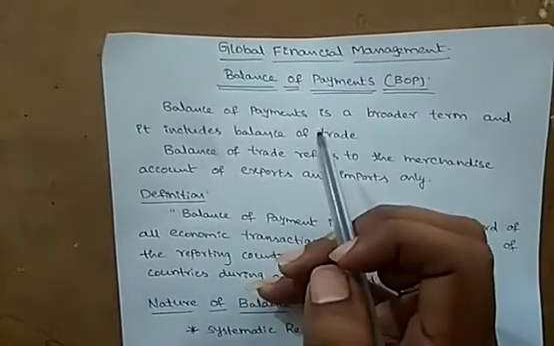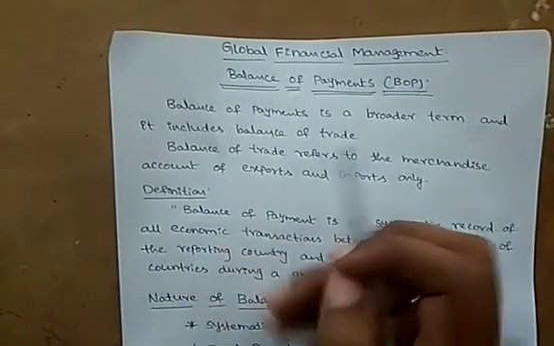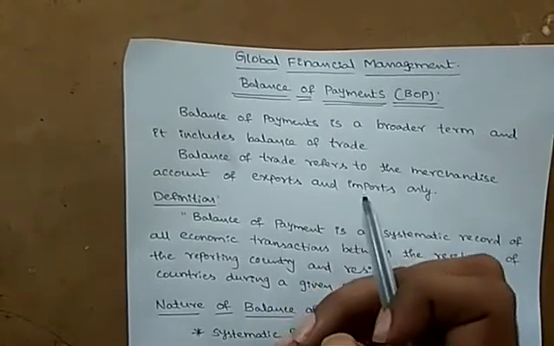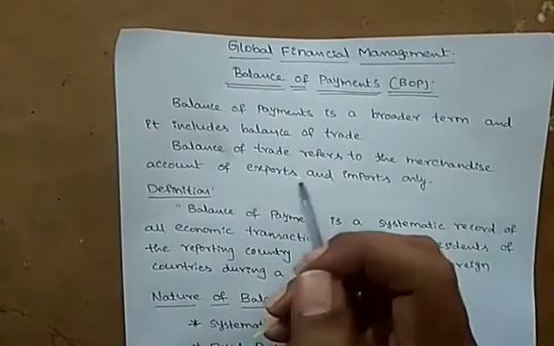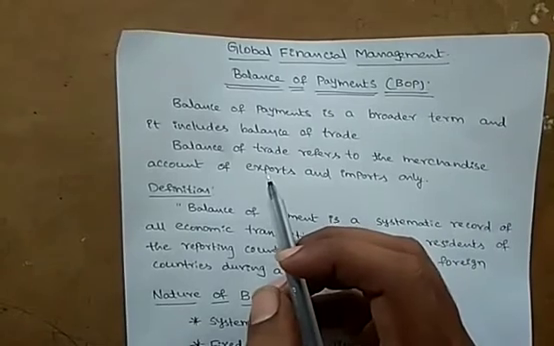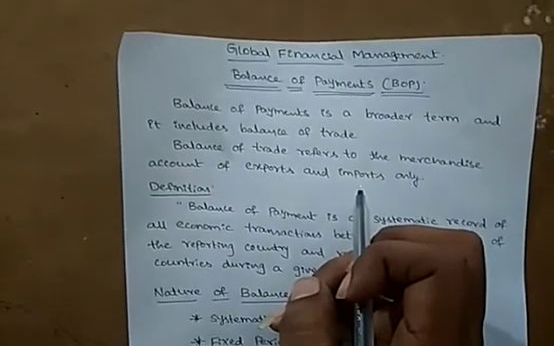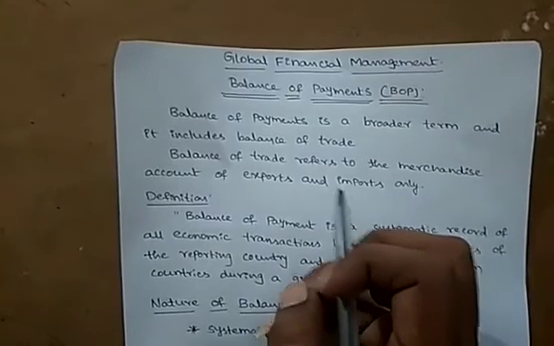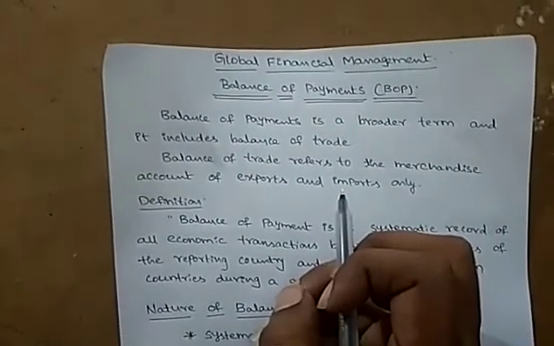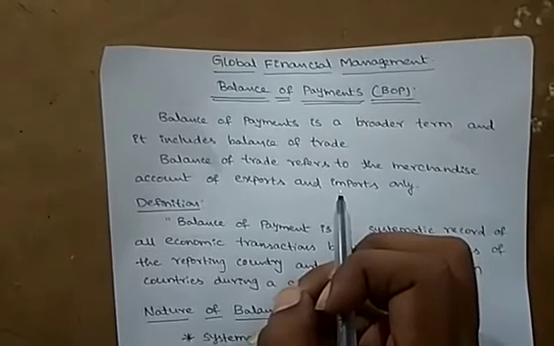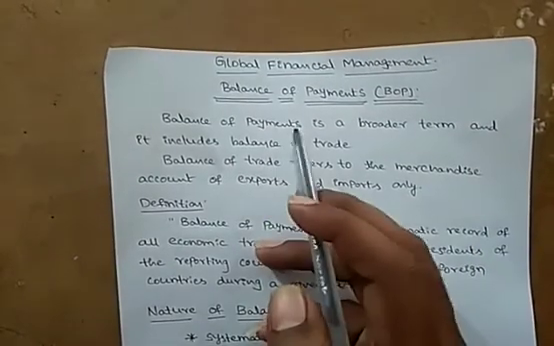Balance of payments is a broader term and it includes the balance of trade. Balance of trade refers to the merchandise account of exports and imports only. In the balance of payments, we analyze exports as well as imports, from one country to another, from the home country to the host country. All the exports and imports done in a particular period of time are systematically recorded in a particular manner. That is called the balance of payments.